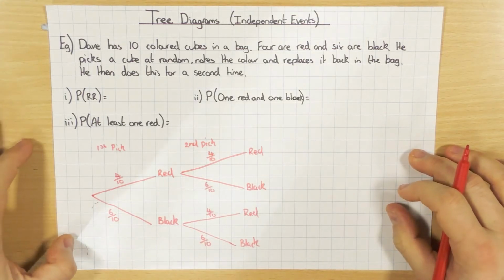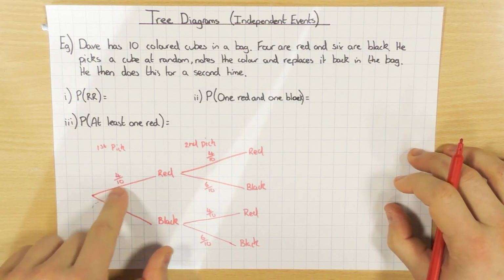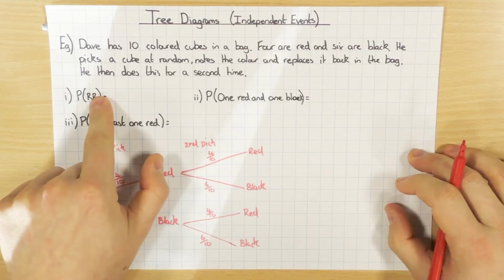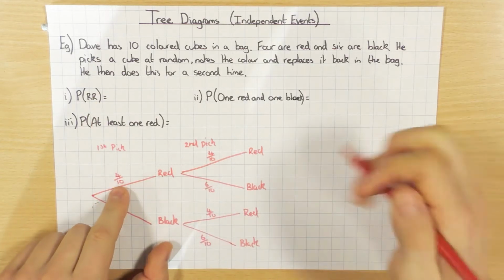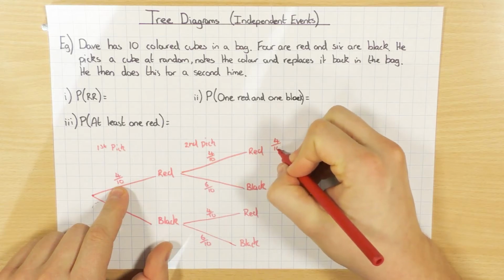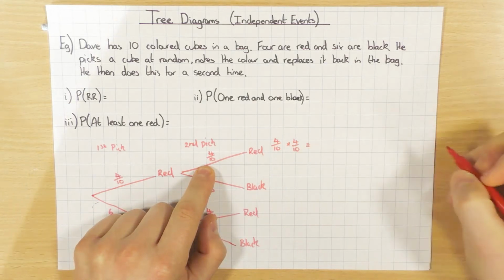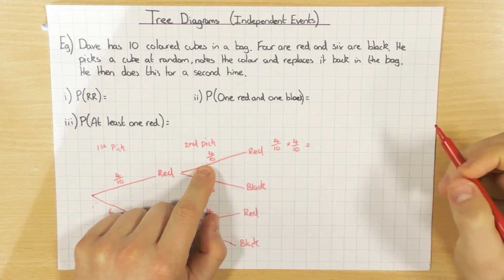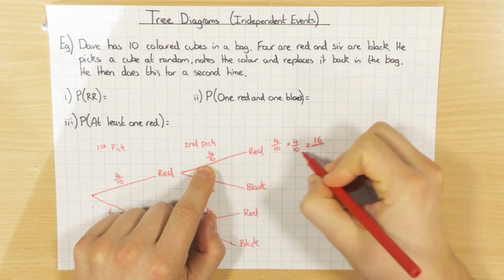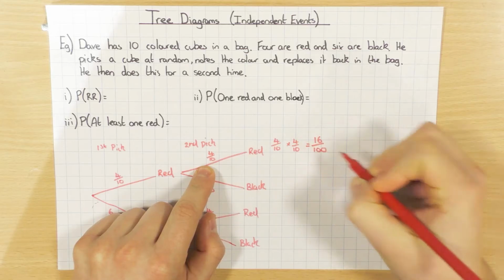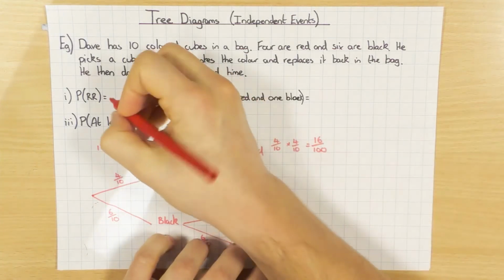But how do we use that to work out the probabilities? Well, it's nice and easy, because all we do, if I want to work out the probability of getting a red and a red, which I do, all I do is I multiply across the branches. So I'm going to do 4/10 times 4/10. And you might remember from my multiplying fractions video, or you might just remember how to multiply fractions, we just times the top. So 4 times 4 is 16, and 10 times 10 is 100. So probability of getting red and red is 16 out of 100.